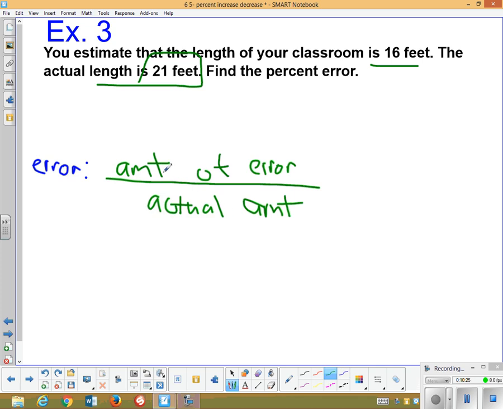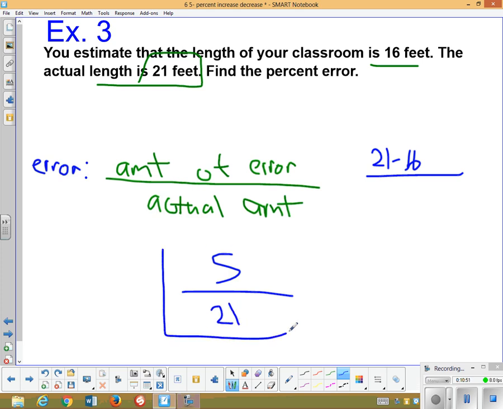Well, what is the amount of error? From 16 to 21, what was the mistake? I can subtract 21 minus 16, and when we do that, that's going to be a total of 5. So the amount of error is 5. That's the mistake we made from 16 to 21. And what was the real amount? Well, the real amount was actually 21. So actual amount, I'm going to put here 21.